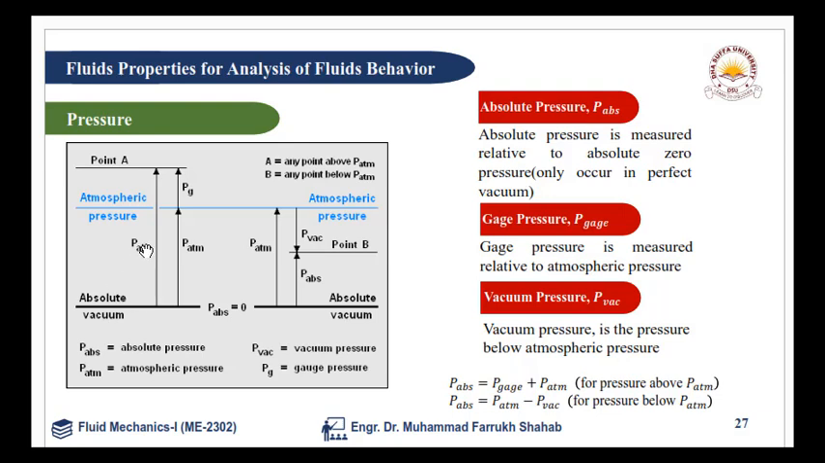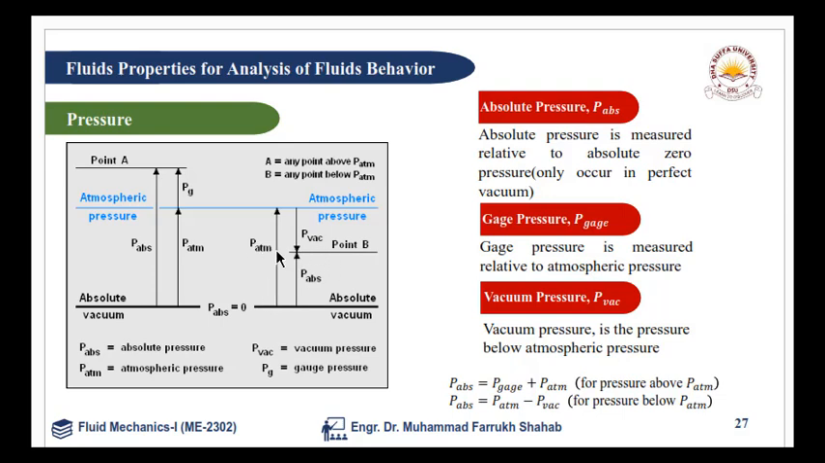For example, in this case, P absolute is basically the summation of P gauge and P ATM. So if you want to calculate P gauge, or if any gauge is giving you the value at gauge pressure, that is actually equal to the absolute pressure minus P ATM. Whereas we have another gauge which can find the P vacuum.